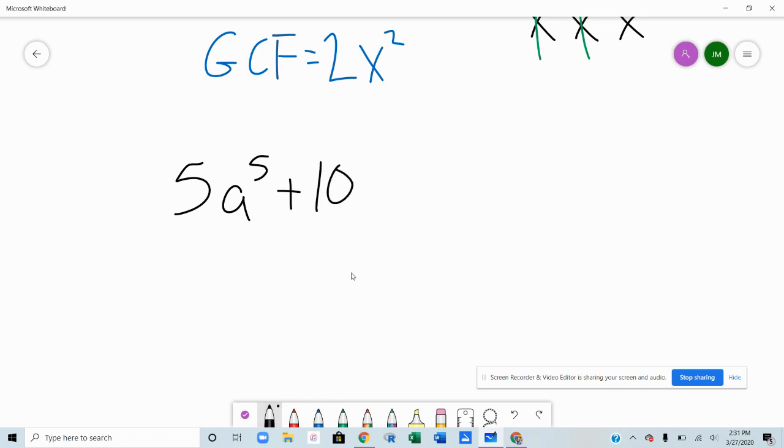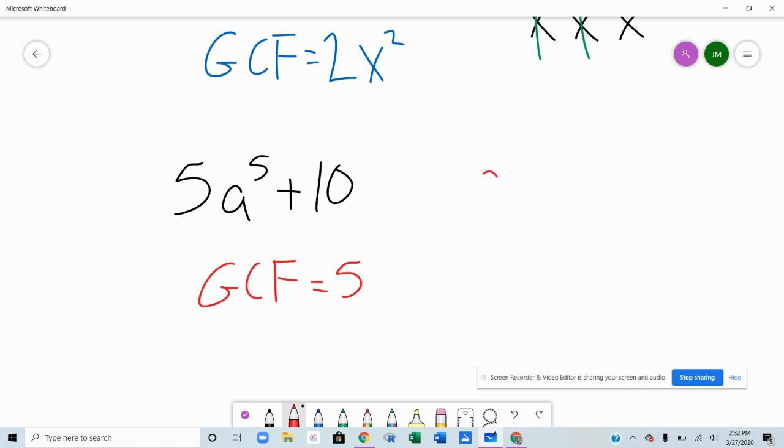If I look here at these, I've got 5a to the 5th plus 10. You start with the GCF of the numbers. So 5 and 10, their GCF is 5. 5 divided by 5 is divisible, and 10 divided by 5 is divisible. Then you look at your variables. I've got a to the 5th, and I don't have any a's here, which means your exponent is 0. So what's the smallest exponent, 5 or 0? 0, which means nothing.